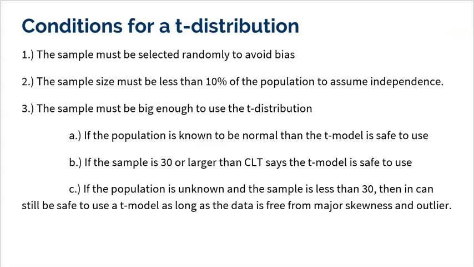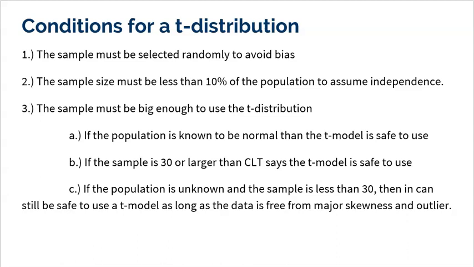All right, the sample must be selected randomly to avoid bias. The sample must be less than 10% of the population to assume independence. Come on, we've heard those 2 conditions for how long now? Now, the third condition is the only one that's a little bit new, right? The sample must be big enough to use the T distribution. Usually we say normal model, but now it's the T distribution, the T model. All right, to be big enough to use the T model, there's actually 3 things.